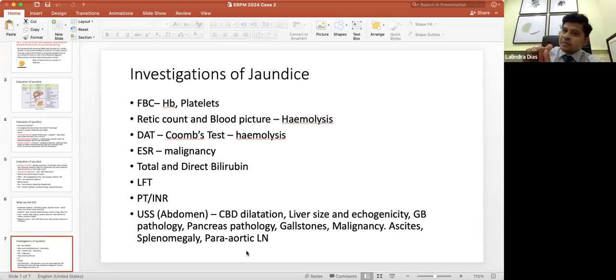If it is hemolytic anemia, mainly the indirect, or unconjugated, bilirubin will be elevated. That's why we have to do the total and direct bilirubin levels.